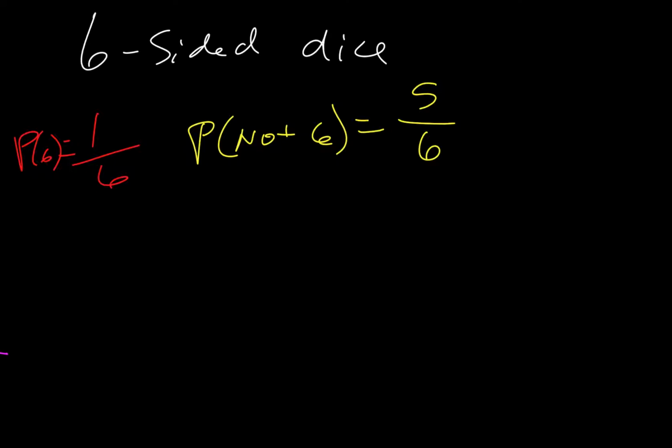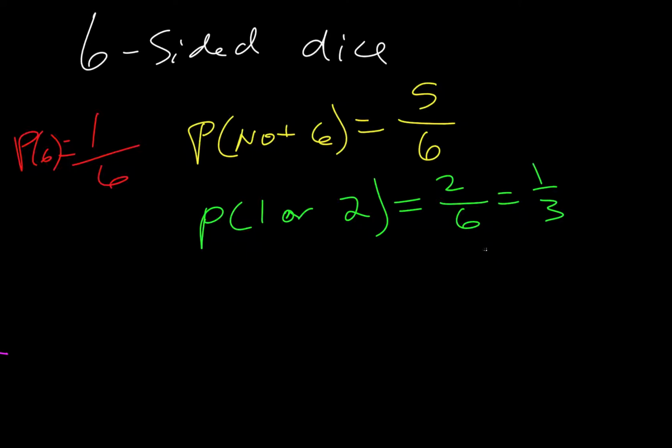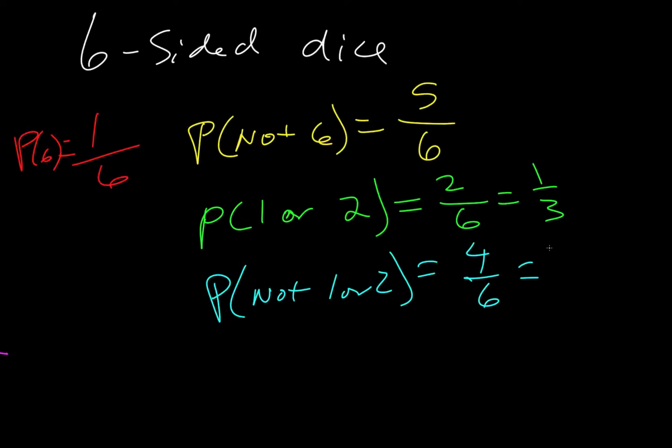The next one, probability of getting a 1 or a 2. Well, there's 2 ways to get those numbers, and there's a total of 6, so that would be 1/3. Now, not getting 1 or 2. So there are 4 numbers on a standard die that are not 1 or 2, out of a total of 6, and so that would be a 2/3 chance.